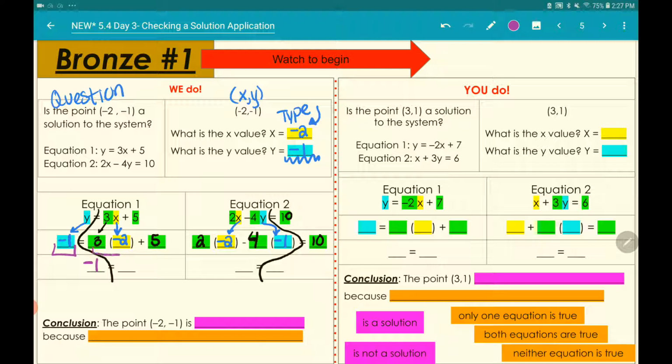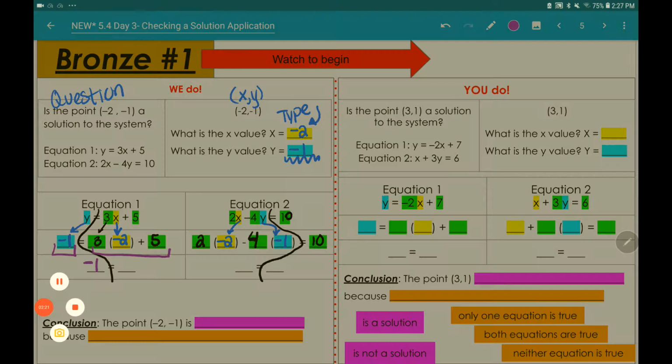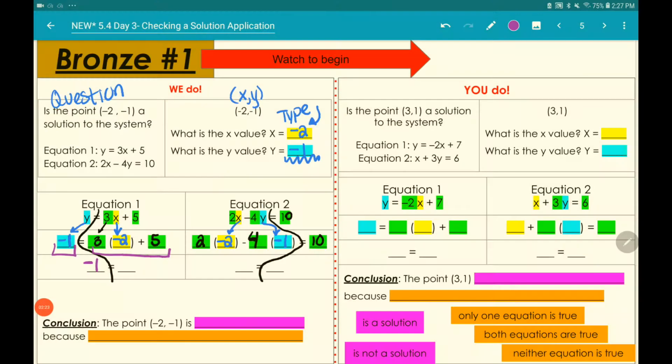On the right side, I have all of this, so I'm going to go ahead and type that into my calculator. Let me pause and get my calculator. Okay, I have my calculator, so I'm typing in 3 parentheses -2 plus 5, and that gets me -1. So I ask myself, do they equal each other? The answer is yes.